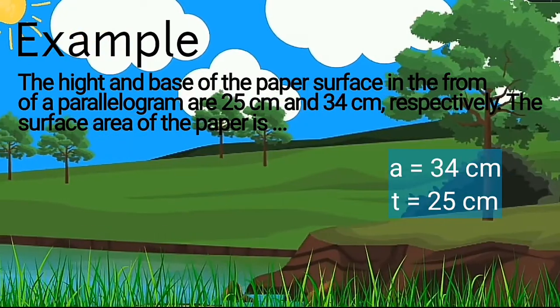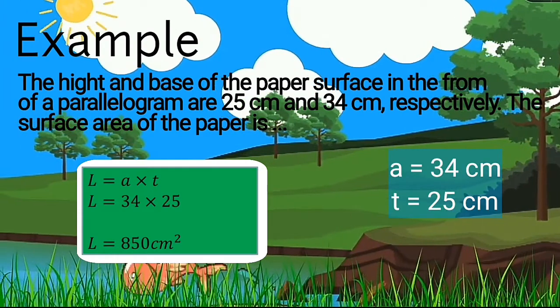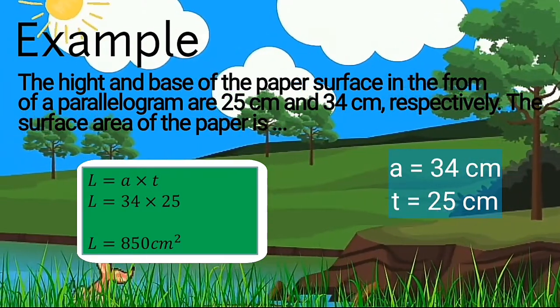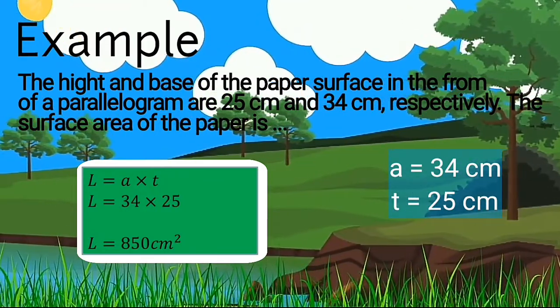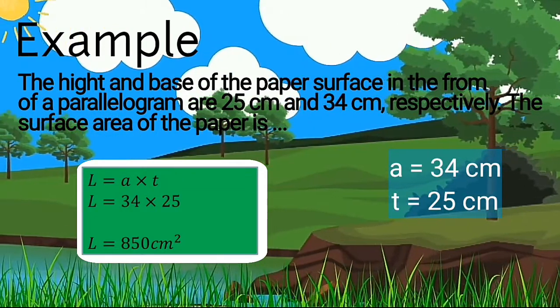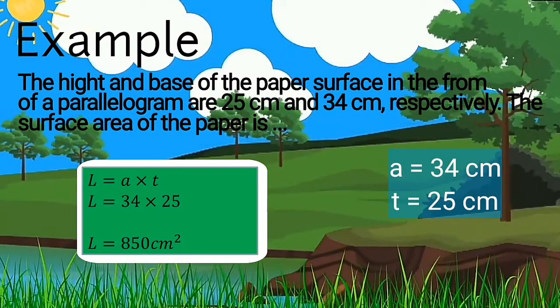Completion: substitute it into the parallelogram formula. L equals 34 centimeters times 25 centimeters. Then the resulting area of the parallelogram is L equals 850 centimeters squared.